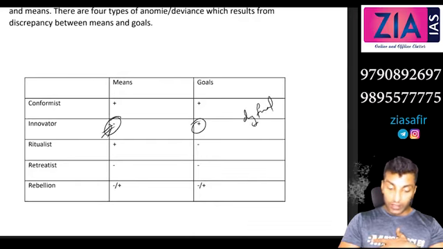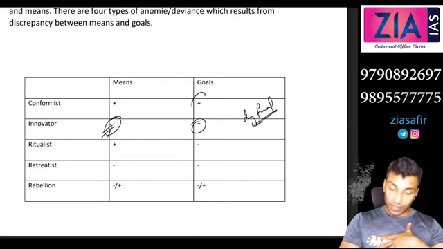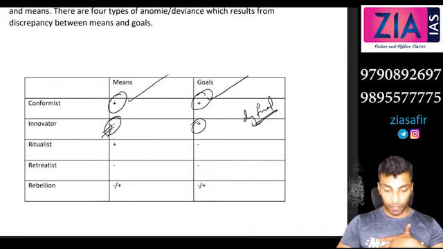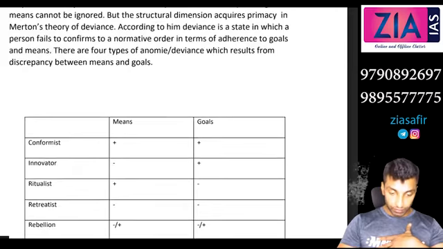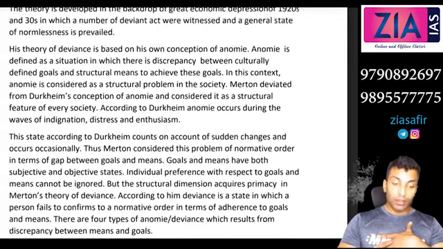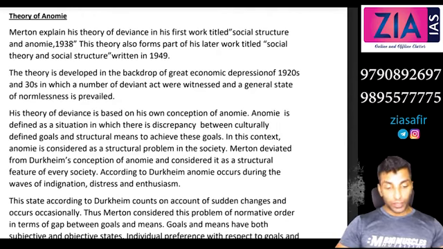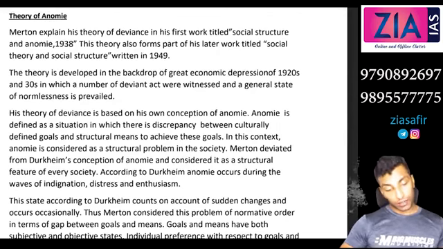Okay, see, in this case you want to become rich. In the first case you become rich and you follow the correct goals and means also. Okay. Thank you, sir. Yeah. So theory of anomie, can we discuss now?